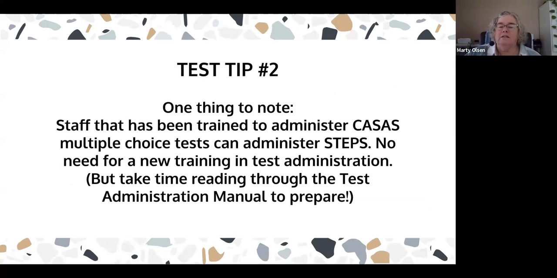So one thing to note is that, first of all, with these new tests, staff that's been trained already is good with their training. These are multiple choice tests. They are standardized tests. So the things that we teach you and talk about in training and implementation training will be the same for STEPS. So there's no need for new test training. However, you definitely need to become familiar with your test administration manual because timing is going to be a little bit different with the STEPS tests, and obviously scoring and some of those things. So make sure that you think about that as you have new people administering, or previous people administering the new tests.